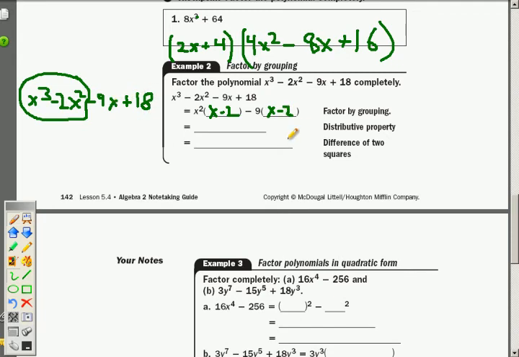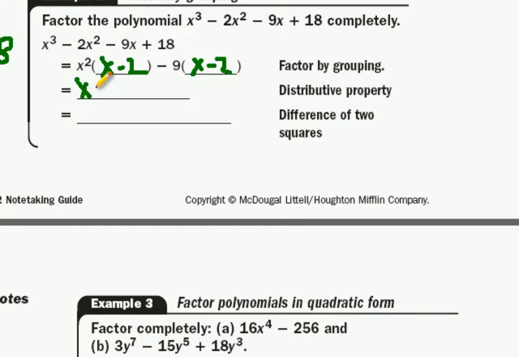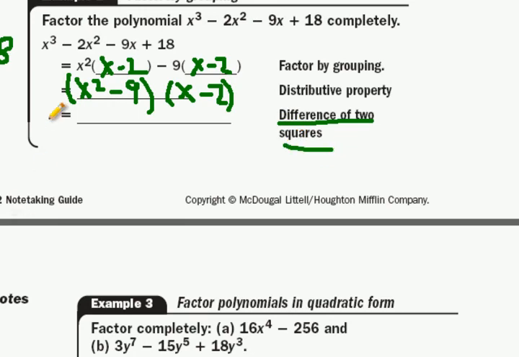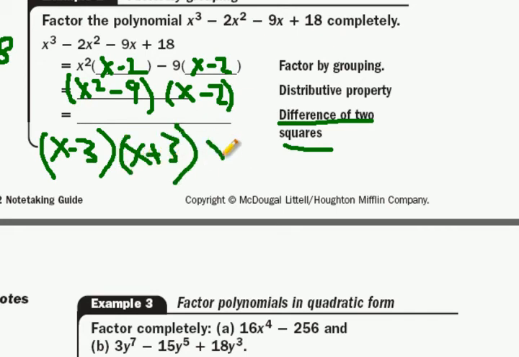Well, what they want you to see from here is that you have x squared times x minus 2 minus 9 times x minus 2. So that's x squared minus 9, that whole quantity, times x minus 2. That's tough, tough stuff. And then you got to finish it, because x squared minus 9 is a difference of 2 squares, x minus 3, x plus 3, x minus 2 is the answer.